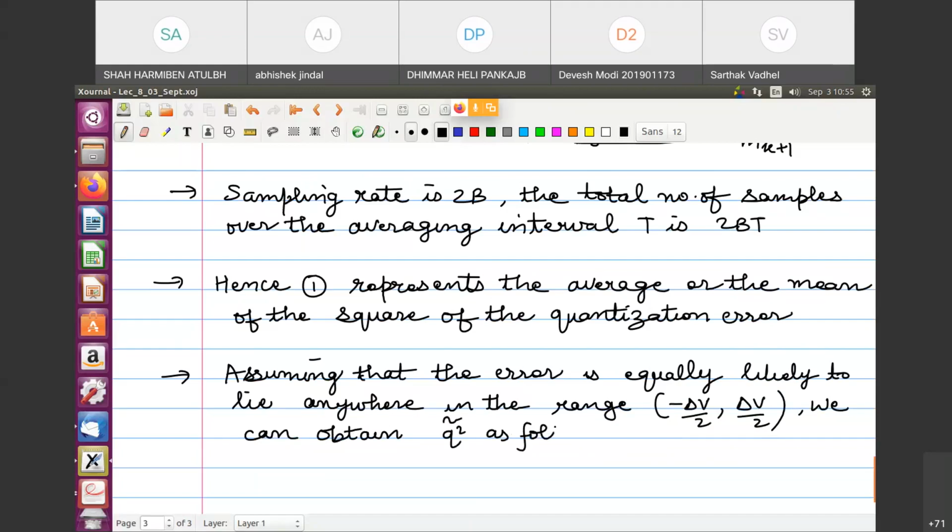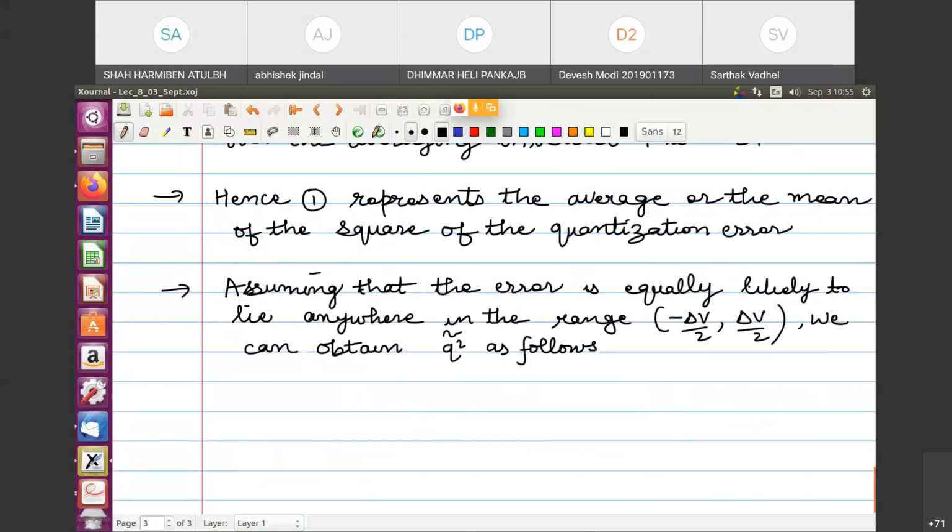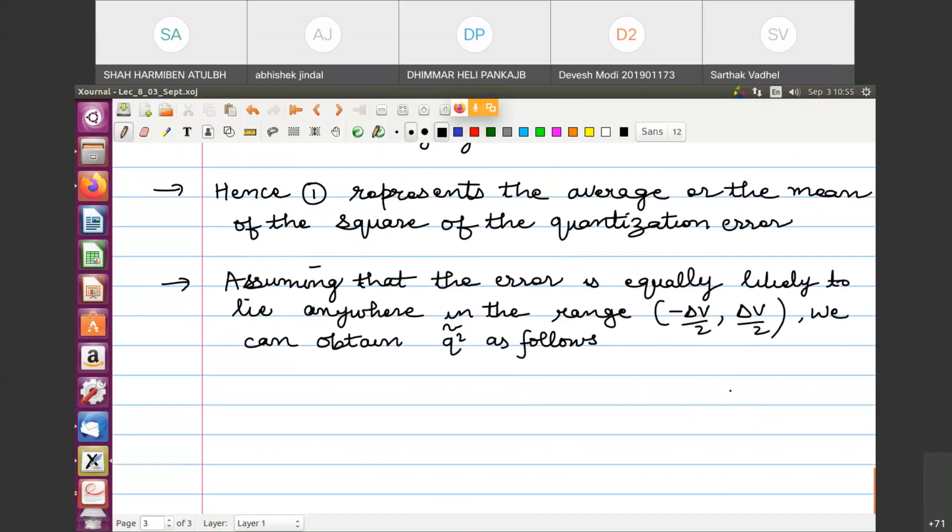So what happens is that we assume that since we are taking a lot of samples and we know that the error can lie from minus delta V by 2 to delta V by 2, we can model it as a random variable of uniform nature. So Q as a uniform random variable in minus delta V by 2 to delta V by 2.